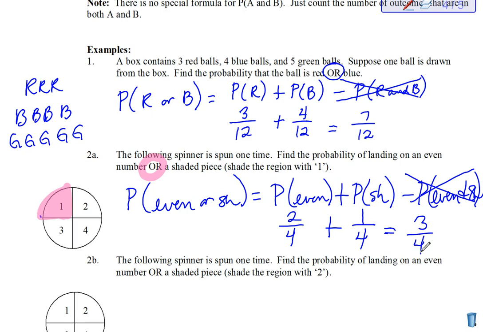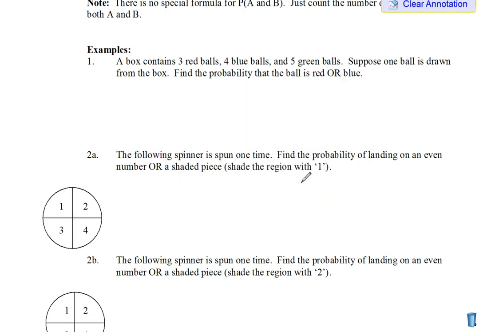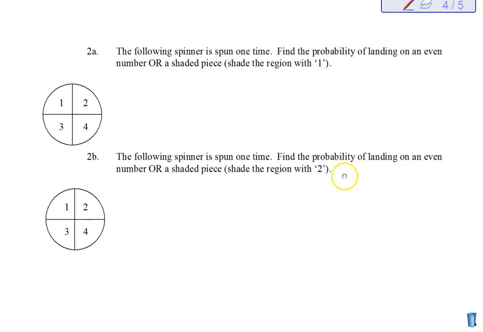All right, the last one for this page, before we go to the last page, is number 2. On number 2, same thing. I need you to shade in again. This time, if you will shade in the 2, we can look at this example a little bit differently. The following spinner is spun one time. Find the probability of landing on an even number or a shaded piece. What we have to consider now is that there is an overlap. There is an even number that is shaded.